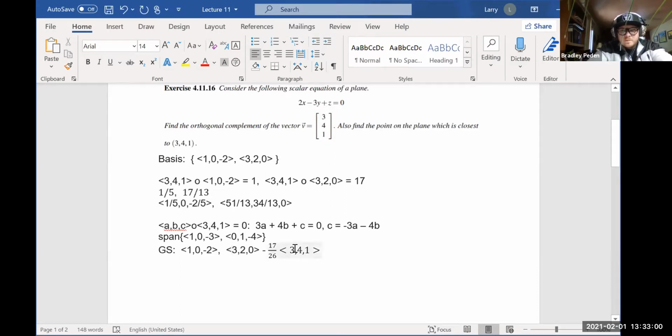That should be 3, 2, 0 minus, and then I should dot these guys, and I should get 3, just 3 when I dot them, over, let's see. One times 3 is 3, that's right. And then this guy is over 5, not 26. Sorry about that. And 1, 0, -2. I was getting the wrong vector.